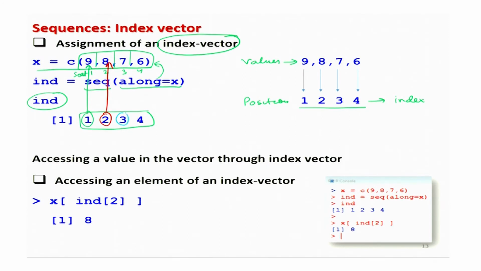The value at index number 3 corresponds to the third value in the data vector X, and the fourth value in the index vector, which is 4, corresponds to the fourth value in the data vector X, right. So now what is the advantage?